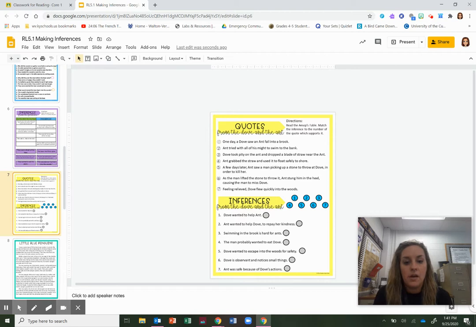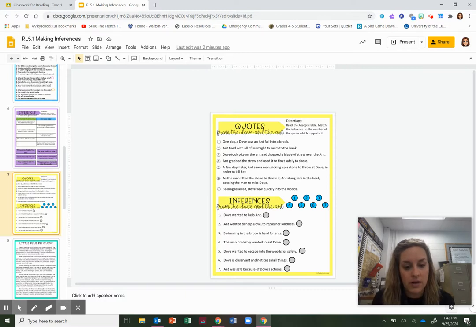Okay. One day a dove saw an ant fall into a brook. Ant tried with all of his might to swim to the bank. Dove took pity on the ant and dropped a blade of straw near the ant. Ant grabbed the straw and used it to float safely to shore. A few days later, Ant saw a man picking up a stone to throw at Dove in order to kill her. As the man lifted the stone to throw it, Ant stung him in the heel, causing the man to miss Dove. Feeling relieved, Dove flew quickly into the woods.